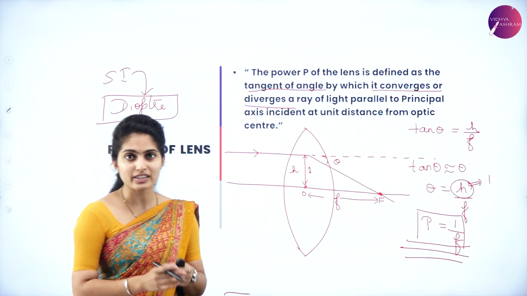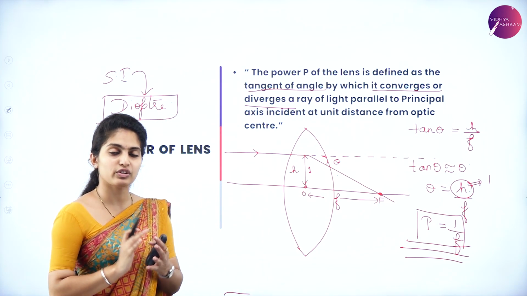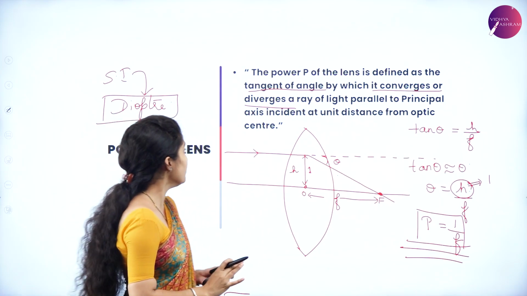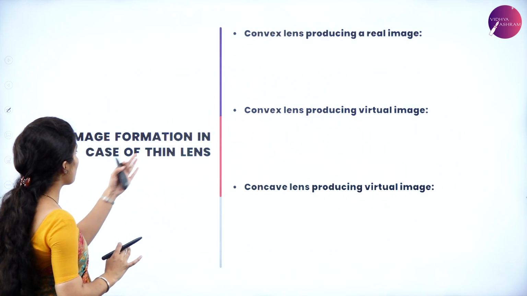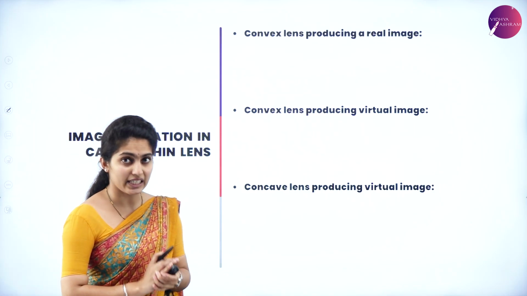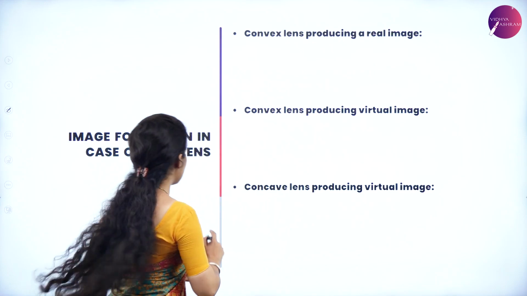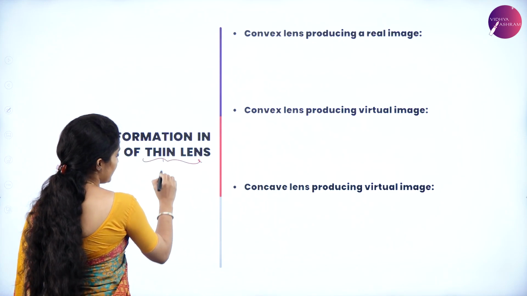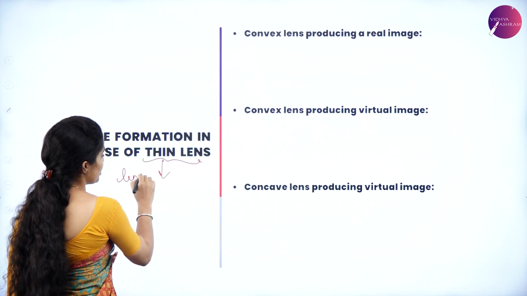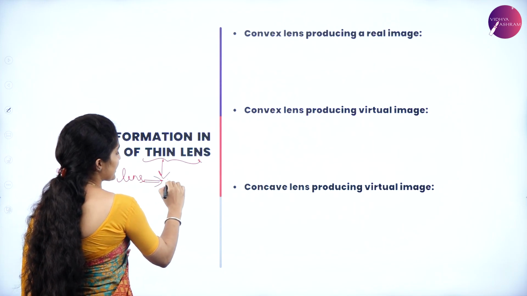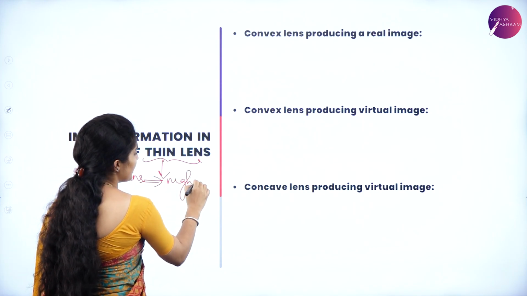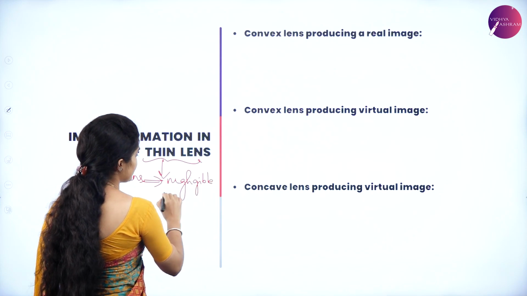Next we are dealing with some image formation for us to understand the concept. So here it is image formation in case of a thin lens. So what is meant by a thin lens? A thin lens is a lens whose thickness is negligible. So it has negligible thickness.